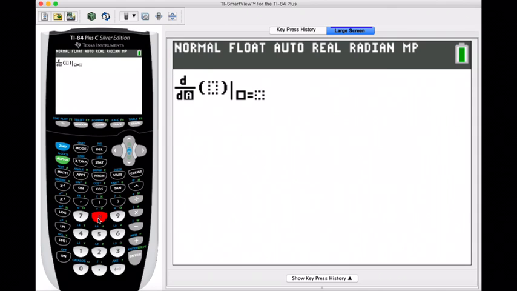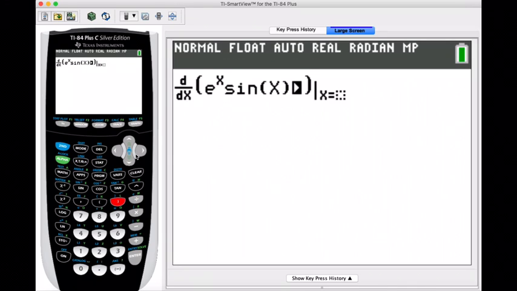And what I need to do is give it some information. I need to tell it which variable I'm taking the derivative with respect to, which is always for our purposes going to be x. So I'll put an x in there. And then inside my parentheses, I'm going to type in my function. So I'm going to put in e to the x, sine of x.